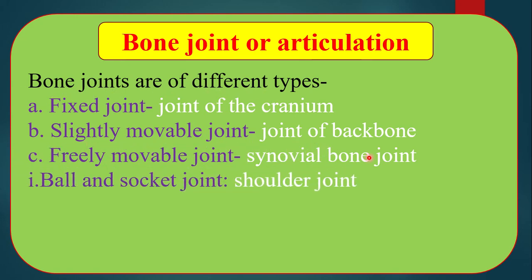Now, freely movable joint is again divided into two. Number 1, ball and socket joint, for example the shoulder joint. Number 2, hinge joint, for example elbow and knee. A hinge joint just acts as a hinge, that means it can bend only to one side, it does not move freely on both sides.